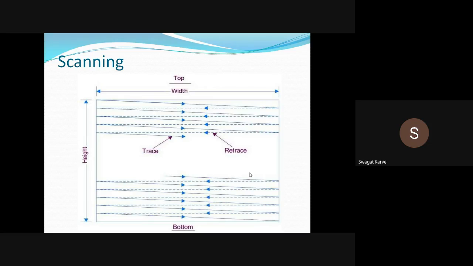So it will always travel from left to right. Then again that particular anode diode will come back to the right again. Then again it will travel from left to right. Again it will come. That means the first travel is known as trace, and the second travel, that means from right to left, is known as retrace.